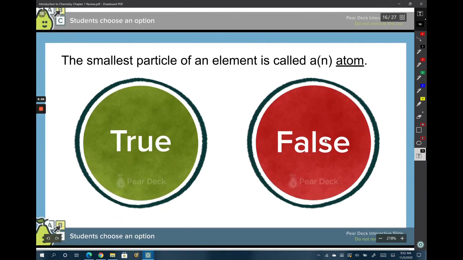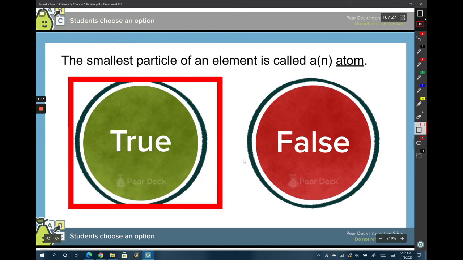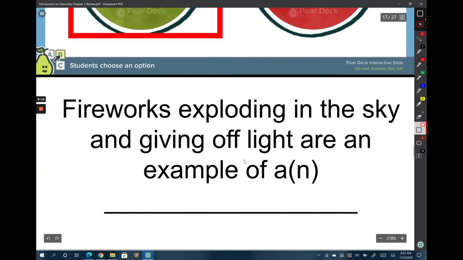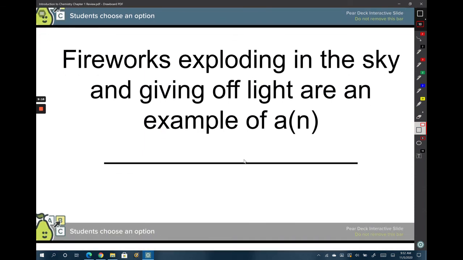The smallest particle of an element is called an atom. By definition, that is true. Fireworks exploding in the sky and giving off light are an example of, again, since it's giving off light and heat, since it's exiting or leaving the firework, then it is an exothermic change.